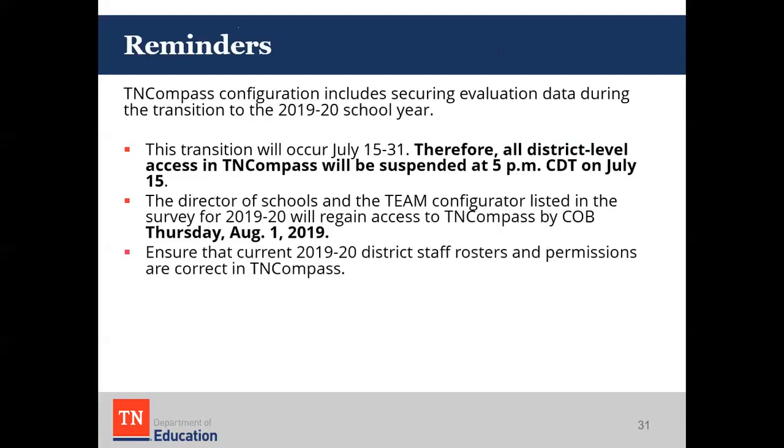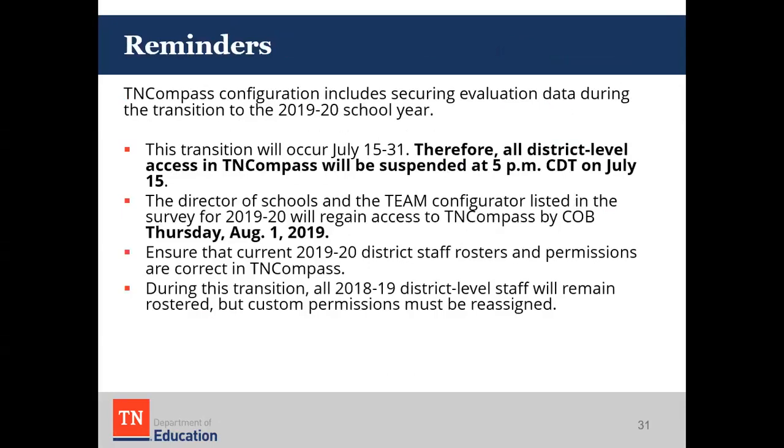At that point, make sure that district staff are rostered and that permissions are set accordingly in TN Compass for the upcoming school year. You will have all of your 2018-19 district level staff rostered, but you will need to make sure that any custom permissions are reassigned. Only role-specific permissions will carry forward through the transition, so any custom permissions must be reassigned.